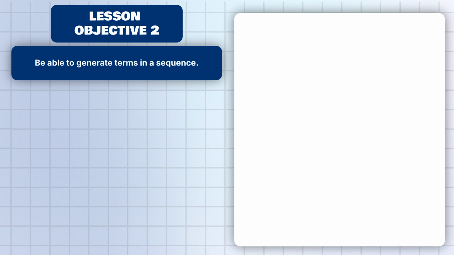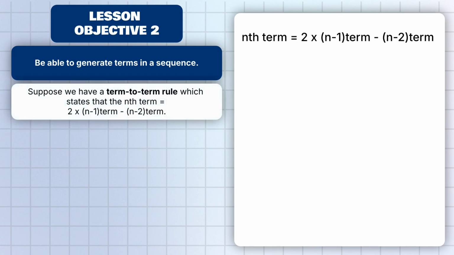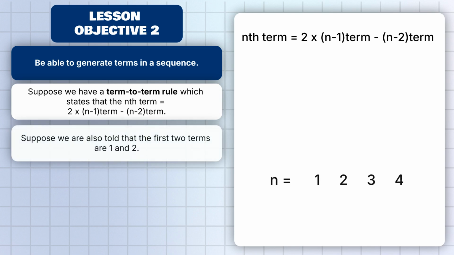Moving on to using a term-to-term rule, imagine we have the nth term as 2 times the n minus 1 term minus the n minus 2 term. We are told that term 1 and term 2 are 1 and 2 respectively, so we can write this down.